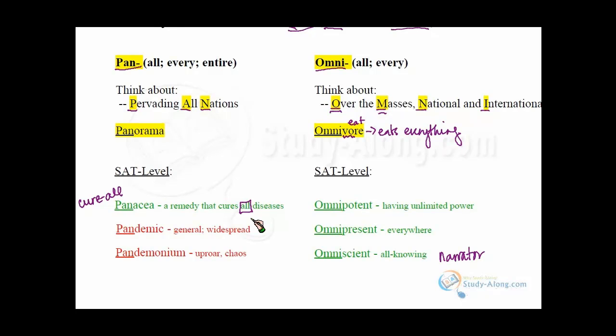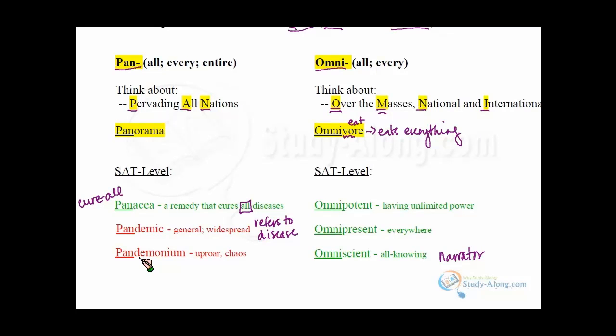A pandemic, you'll notice we're getting into red words here, negative words. A pandemic, it's an adjective usually, and it just means general or universal or widespread, but it's negative because it's usually used to refer to a disease. So when a disease is pandemic, it is general, it's widespread. For example, HIV is pandemic in Africa especially. It's widespread throughout that continent. I've heard it used as a noun too. So HIV is a pandemic, a general widespread disease.